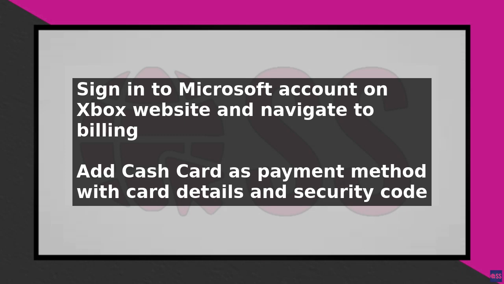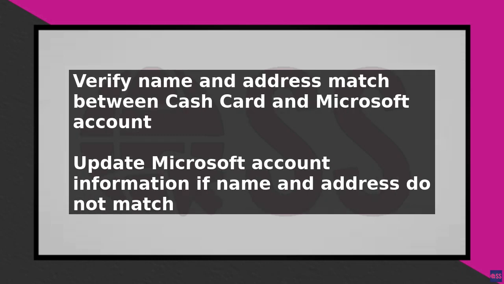Make sure the name and address associated with your cash card match the information on your Microsoft account. If they do not match, you may need to update your Microsoft account information before proceeding. After entering your cash card details, click Next and then Confirm to add the payment method to your Microsoft account. You can now use your Cash App account to make purchases on Xbox.